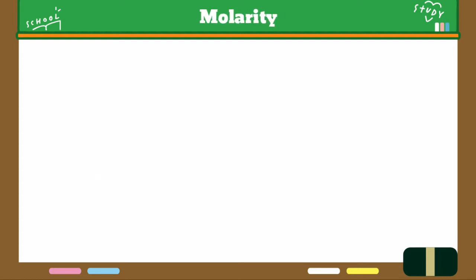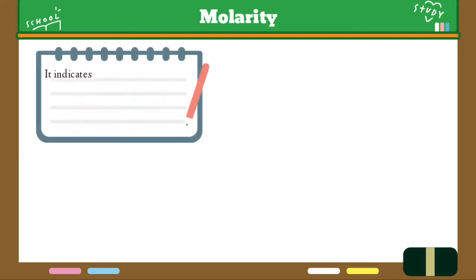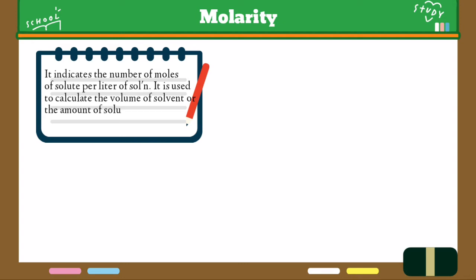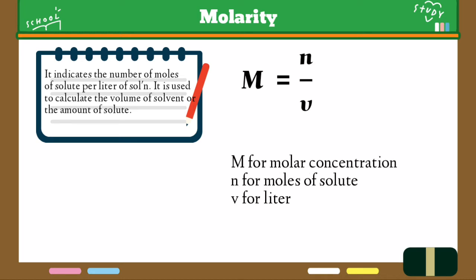There are several ways of expressing concentration, and molarity is just one of them. Molarity indicates the number of moles of solute per liter of solution. It is used to calculate the volume of solvent or the amount of solute. This is the formula used in molarity: M for molar concentration, N for moles of solute, and V for liters of solution.